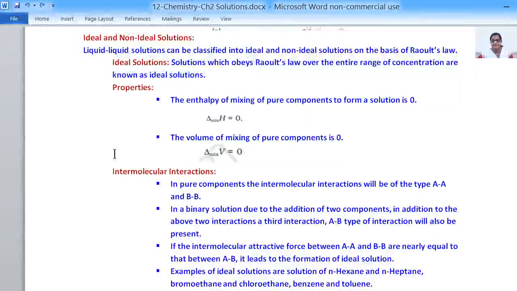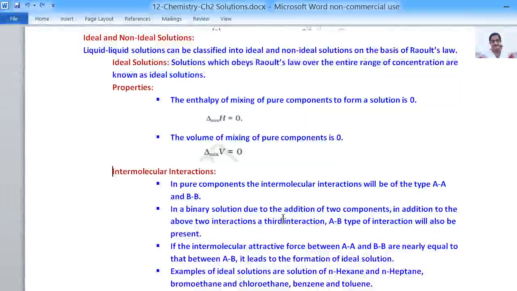In pure components, the intermolecular interactions will be of the type AA and BB. So I have told you, for a solution, we have a solute and a solvent. Let the solute be A and solvent be B. So they are called the pure components. Before mixing, we call A and B the pure components. Now, in pure components, the intermolecular interaction will be of the type AA. That is, in component A, the interaction between the molecules is AA interaction at the molecular level. Likewise, in component B, the interaction between the molecules can be denoted as BB.